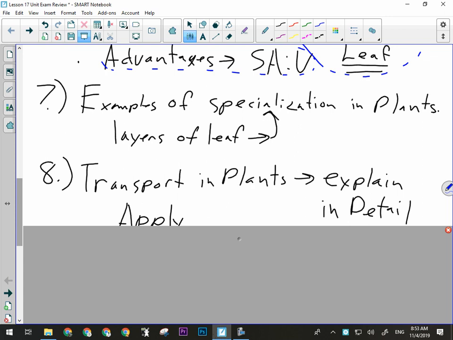You're going to need to be able to explain in detail how water and sugar are transported within the plants, talking about osmosis and the polar nature of water, and the xylem and the phloem and all of that stuff. Use those terms. Be specific when you are explaining these things. Again, it could be an application type of question, like I plant a potato plant under these conditions, how might that affect its ability to transport water? Or something along those lines.